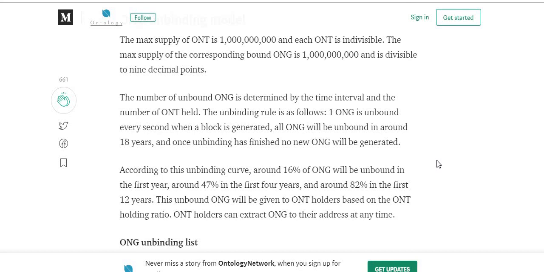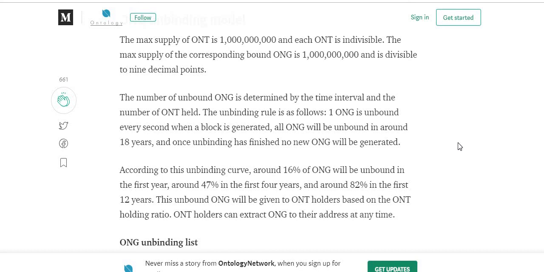1 ONG is unbound every second when a block is generated. All ONG will be unbound in around 18 years, and once unbinding is finished, no new ONG will be generated. So it sounds to me like it's probably well worth it for those of you who are interested in ONT as an investment to get started straight away in staking this, because the amount of ONG is finite and will come to an end.